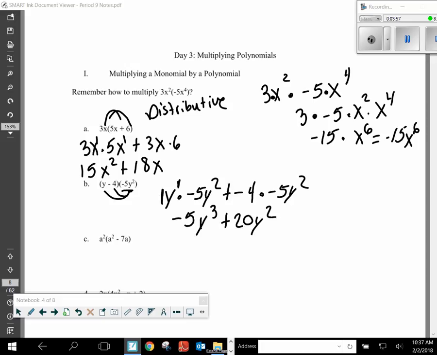And I'm done. The next one, I'm going to distribute the a squared. And I'm not going to write out that middle step anymore. I think you've got it. So 1a squared times 1a squared is 1 times 1 is 1. And then add the exponents, a to the fourth. A squared times negative 7a. 1 times negative 7 is negative 7. A squared times a, remember there's an exponent of 1 there, is a to the third.